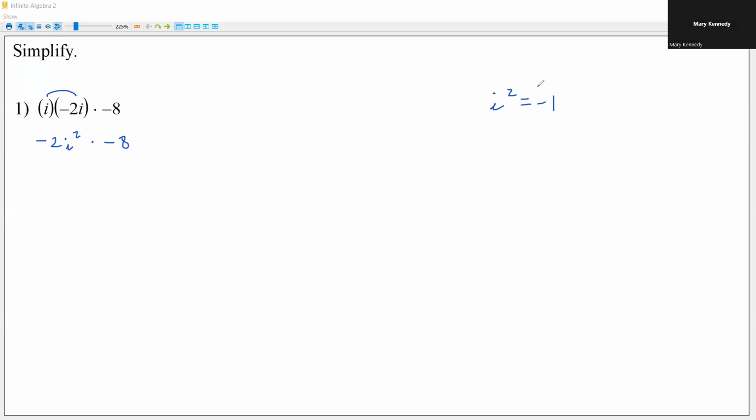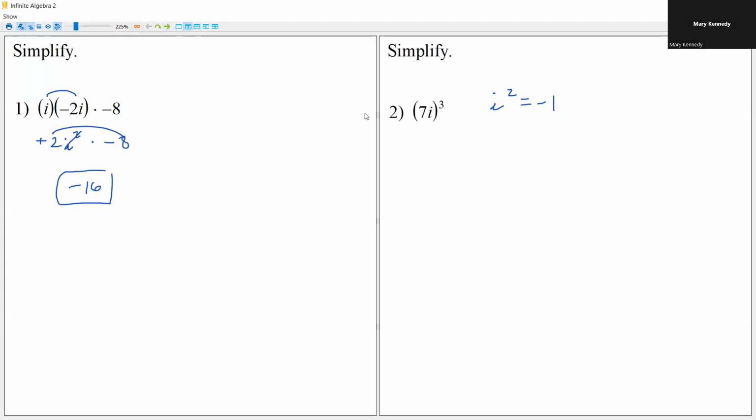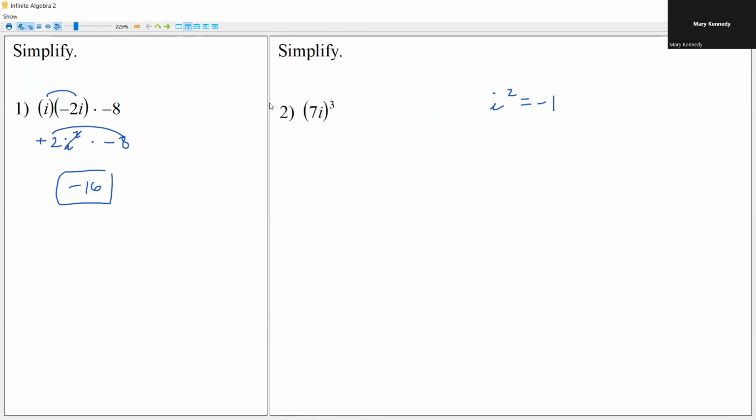We can get into that in another one, but just know if you see i squared, you can mark it out and change the sign of the number, because you're multiplying that number, that -2 times -1, which changes it to a +2. So we've got 2 times -8, which is -16. That's your answer. So that's it. Pretty straightforward, even though it seems very kind of unusual and not so straightforward.